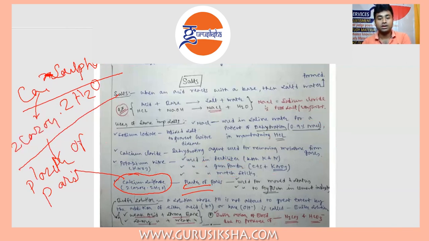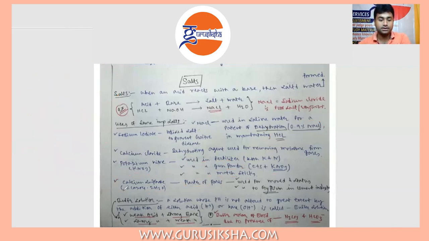Okay, so definitely calcium sulfate or plaster of Paris is used for molds and statues. You can see different statues. Some statues have been made with plaster of Paris because it's almost like a cement or strong base. So to make a mold or statue, plaster of Paris is very much useful.